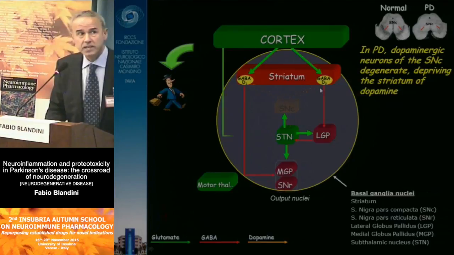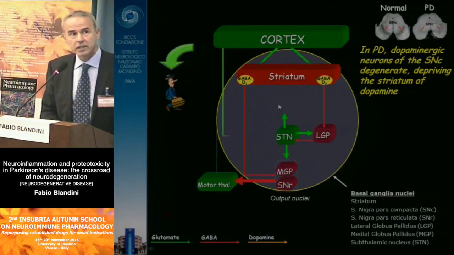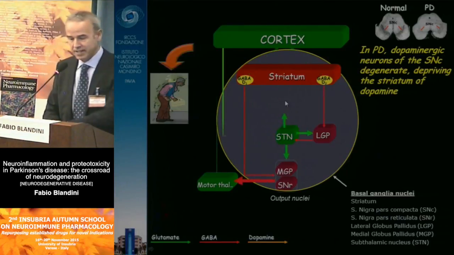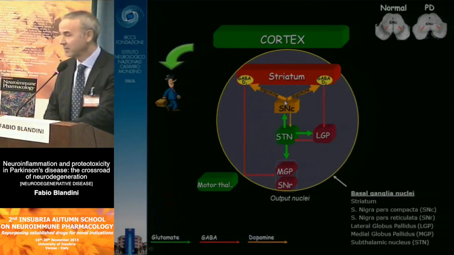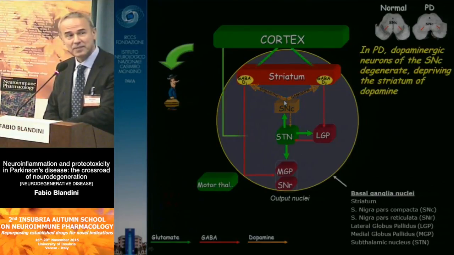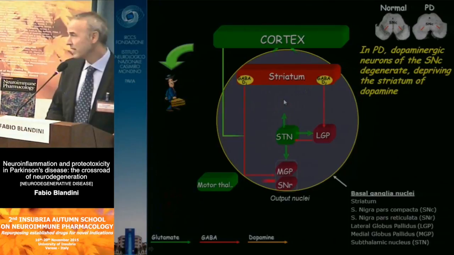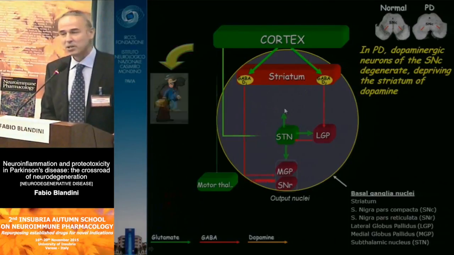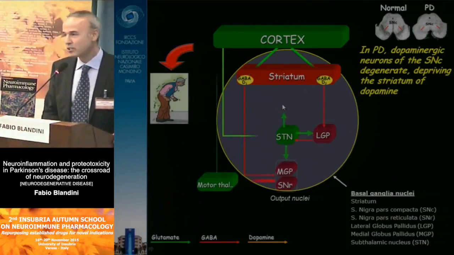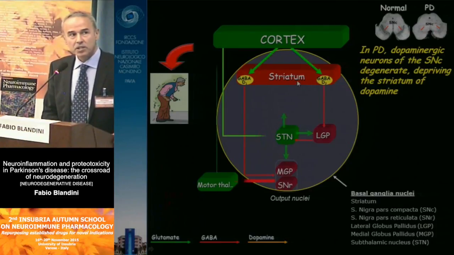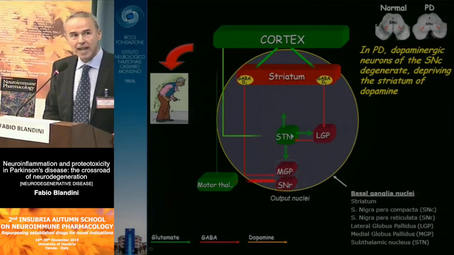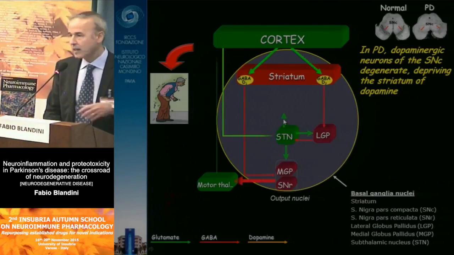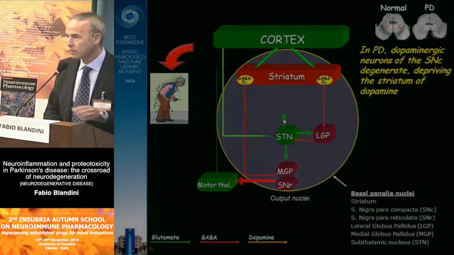In Parkinson's disease, the main problem is here. You see that. I will show you again, so you don't miss it. Hollywood style. The substantia nigra pars compacta degenerates. So we lose dopaminergic neurons, and the striatum is deprived of dopamine. And this causes a complex cascade of events in the circuit.